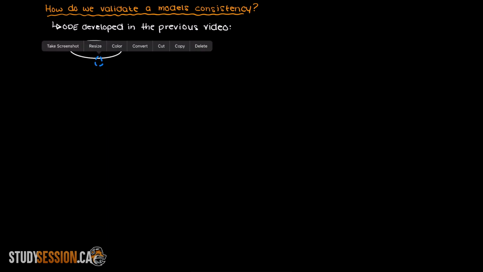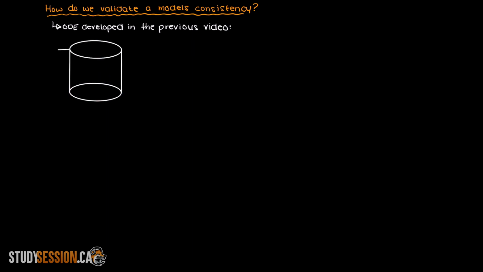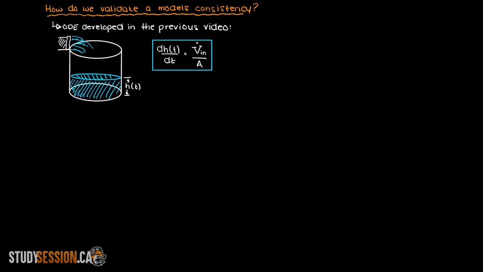Hi everyone, in this video I want to talk about a method of validating the consistency of our ODEs that we generate through our balance equation, which we talked about in the previous video. If you missed that previous video, there will be a link in the description below, and I would recommend checking out that video first and then coming back here, as I will be using the ODE developed in that video as our example for checking our model's consistency in this video.